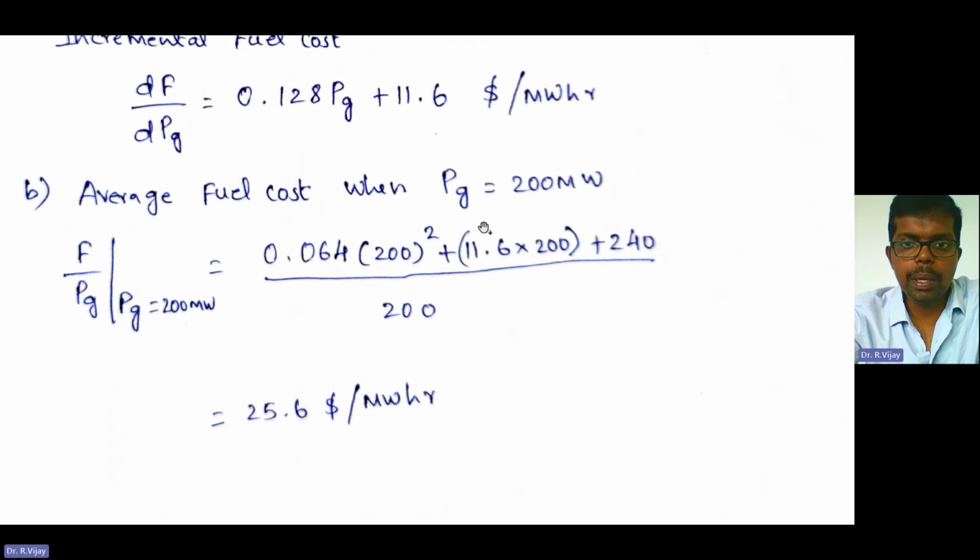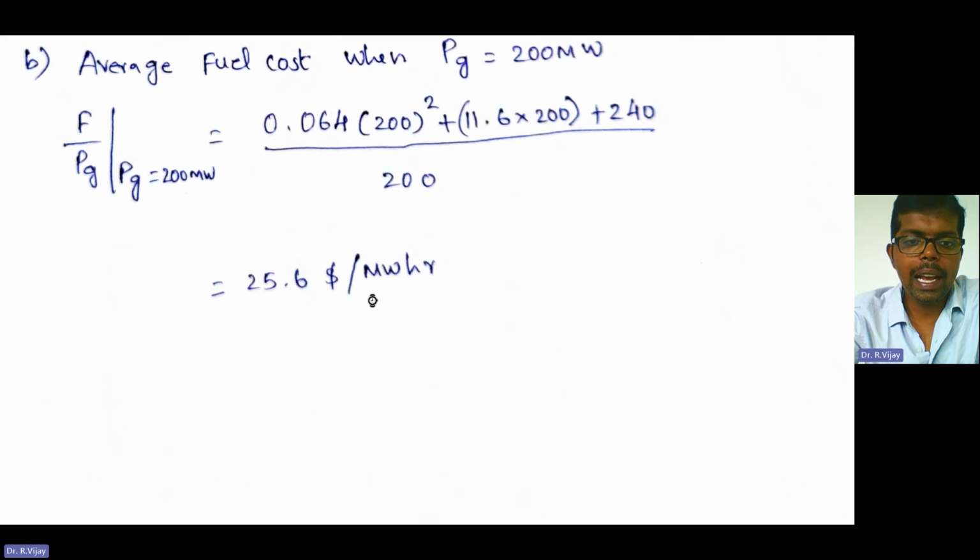So we need to substitute PG equal to 200 here. Just substituting 200, that is 0.064 into 200 square plus 11.6 into 200 plus 240, divided by 200. That will give you the average fuel cost. Simplifying, we get the answer as $25.6 per megawatt hour. This is the average fuel cost when PG is equal to 200 megawatt.